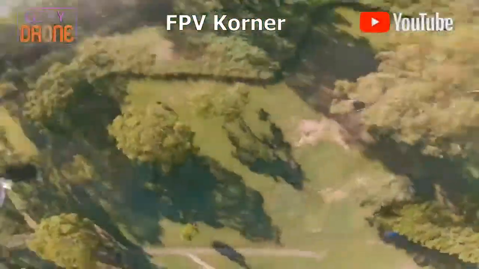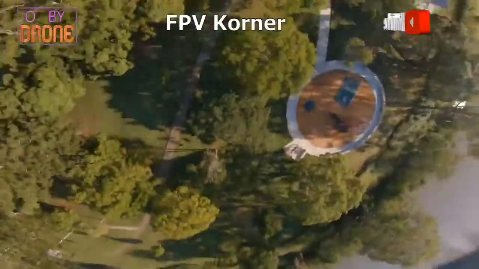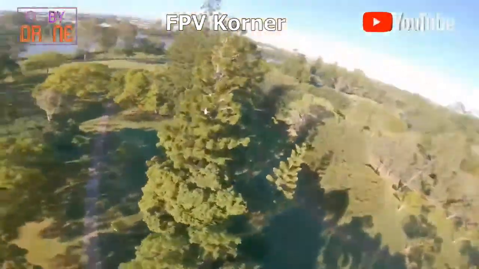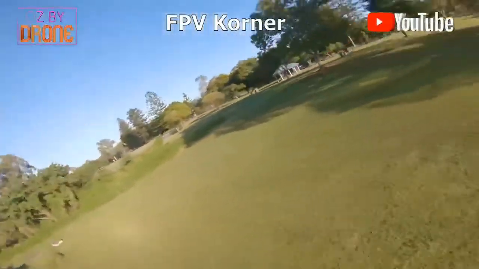The first one is from Floating Sundays, Morning Dew in Brisbane, Australia. This one is described as a chilled flight through one of Brisbane's riverside parks.